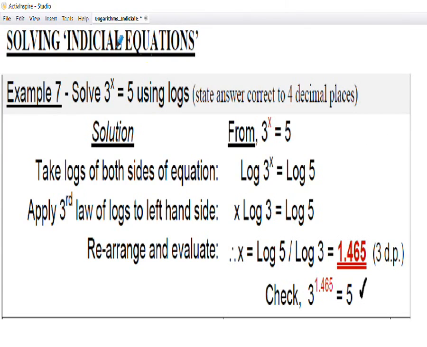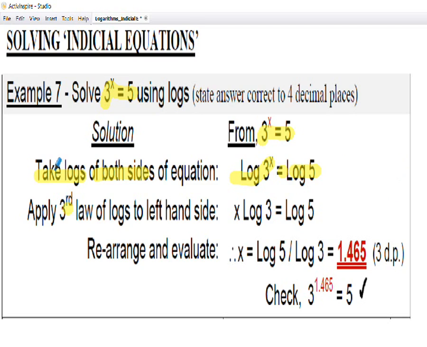In example 7, we're asked to solve 3^x is equal to 5. We've got to find the value of x using logarithms. And this is one of the main advantages of logarithms. It allows us to solve for powers, in this case x. So 3^x is equal to 5 from the question. What I'm going to do first of all is take logarithms of both sides of the equation. So on the left hand side I get log of 3^x is equal to on the right hand side log of 5. I'm now placing myself into log domain where the laws of logs can be applied.